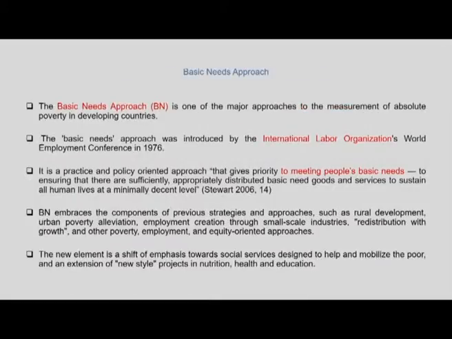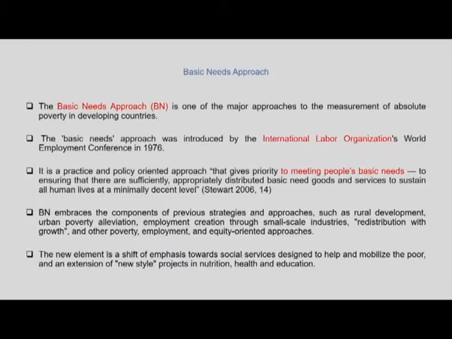The other competing approach is what is referred to as the basic needs approach, and the basic needs approach is one of the major approaches to measurement of absolute poverty in developing countries. It was introduced by the ILO in 1976, and it is a practice and policy oriented approach. Francis Stewart, to whom I have introduced in the earlier classes on strategies of economic growth and development, was one of the pioneering persons who spoke and wrote about the basic needs approach.